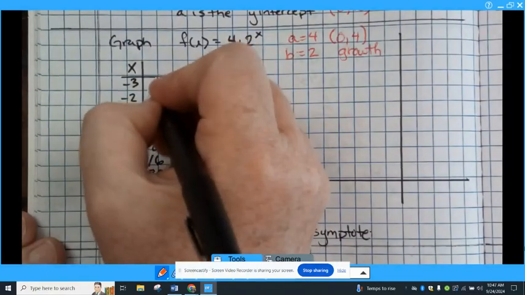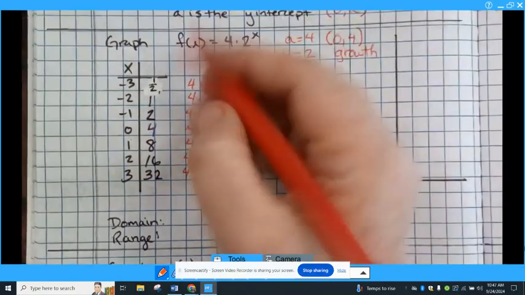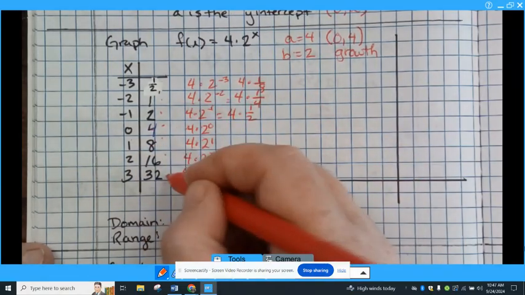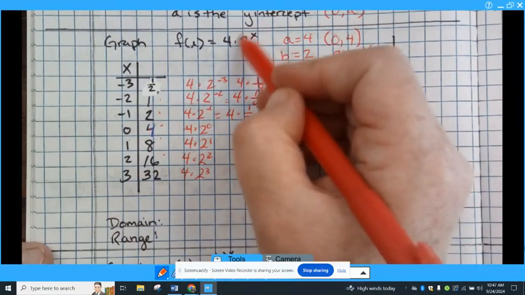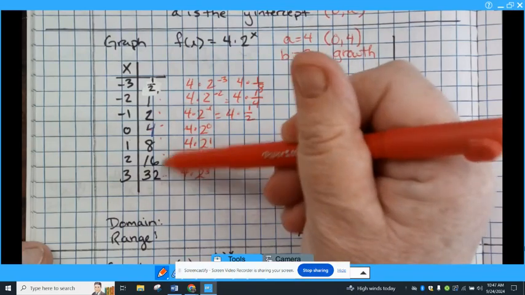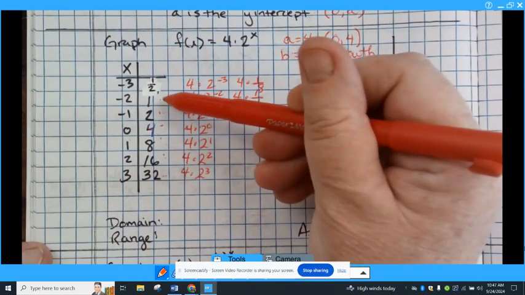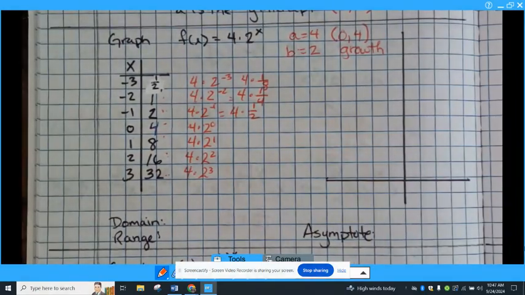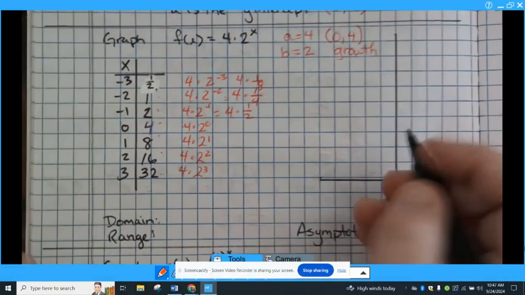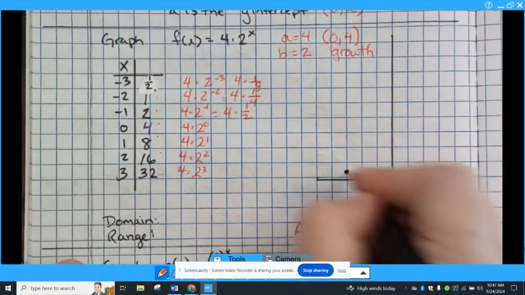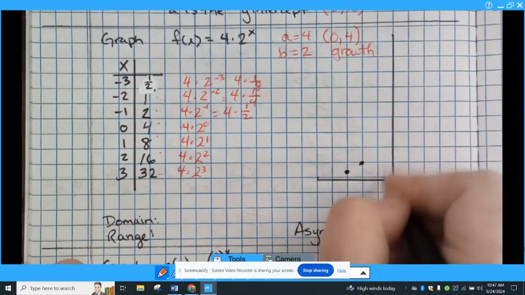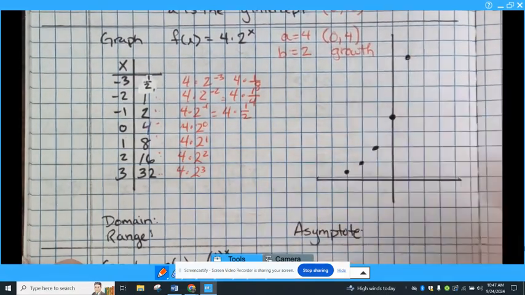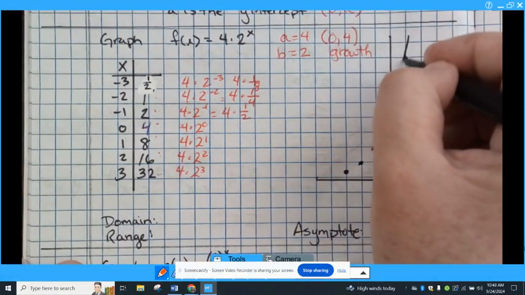You might also recognize that going forwards, 1 times 2 is 2, times 2 is 4, times 2 is 8, times 2 is 16, times 2 is 32. That's because we're multiplying by 2 over and over again. If you go backwards, you divide by 2, divide by 2, and so on. So if we graph these points, negative 3, 1/2, negative 2, 1, negative 1, 2, 0, 4, 1, 8, this is what this graph is going to look like.